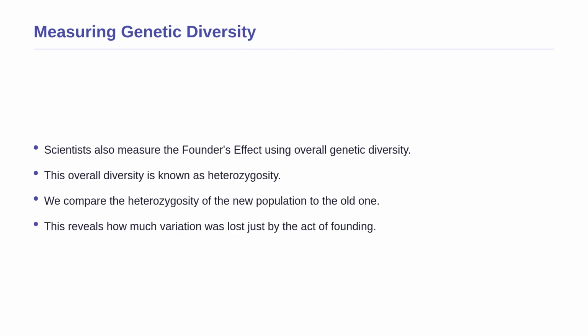We just calculated the probability of losing a single specific trait. But another way scientists measure the founder's effect is by looking at the overall genetic diversity of the entire population. In evolutionary biology, this overall genetic diversity is known as heterozygosity. By comparing the heterozygosity index of the newly founded population to the original parent population, we can quantify exactly how much genetic variation was lost across the board, simply due to the small sample size of the founders. This gives us a broader picture of the genetic health and diversity of the new colony.